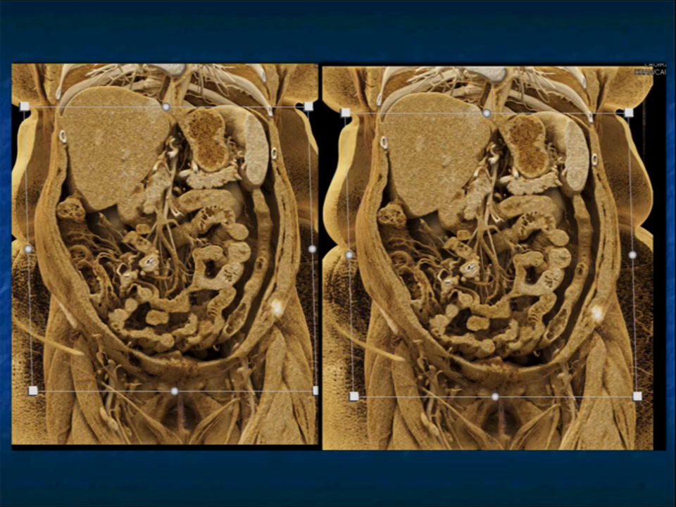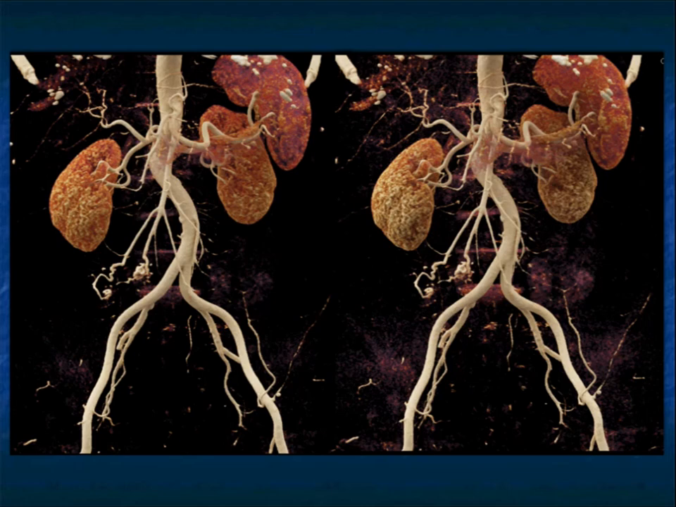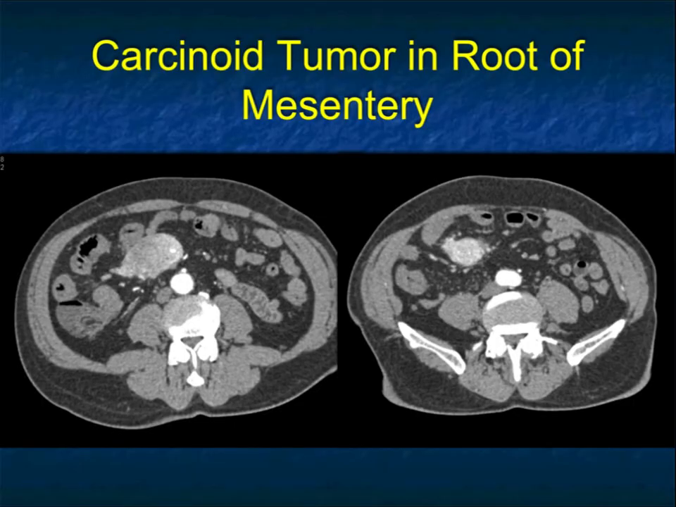Here it is on the cinematic rendering. And here it is when I accentuate the vessels on the cinematic rendering, very nicely showing you that desmoplastic reaction. Here's another example, mass in the mesentery. I should mention masses in the mesentery, you can think about a desmoid tumor.